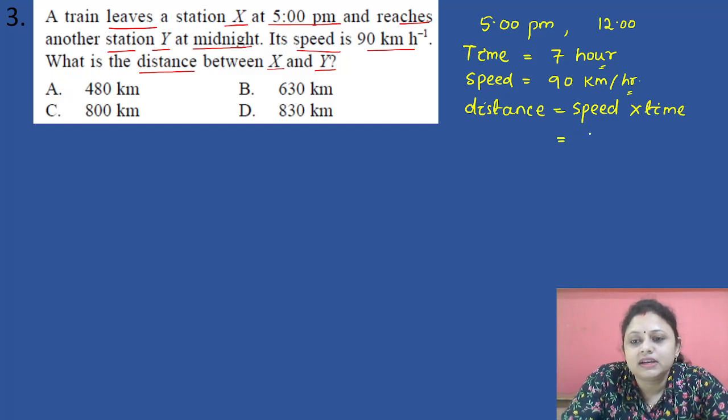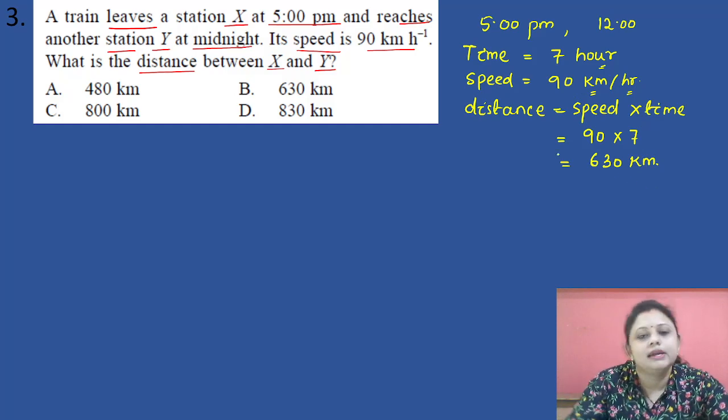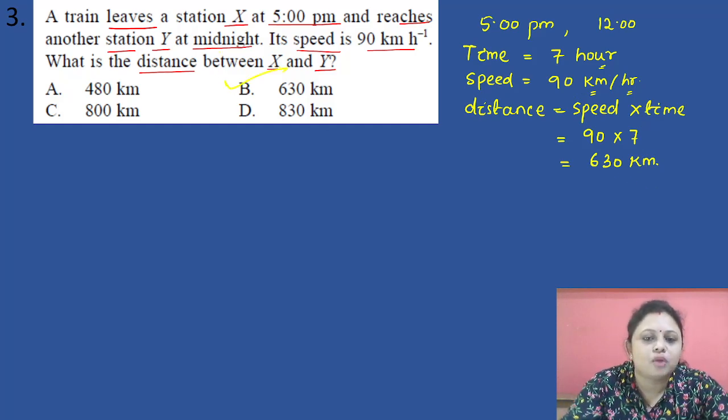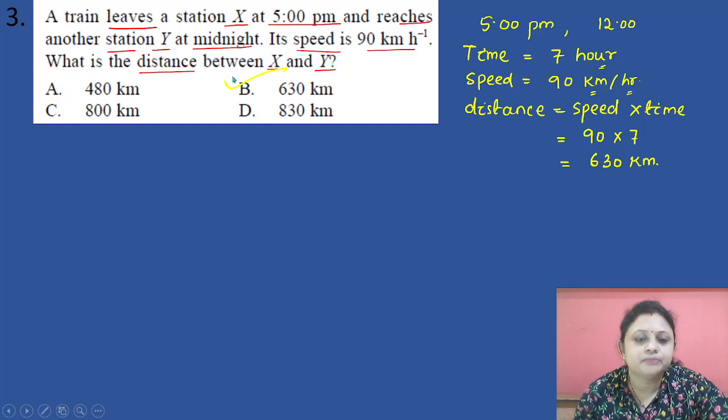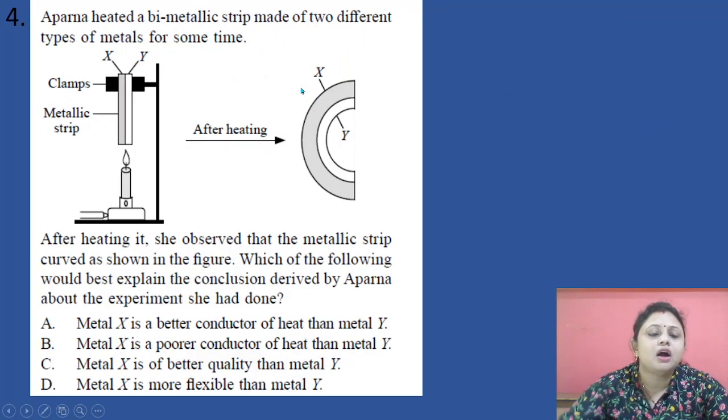So speed, that is 90 km per hour, time, that is 7 hours, that is equal to 630 kilometers. Okay, here kilometer is there, so the unit will be kilometer. So the correct answer is option. Got it? Coming to the next question.